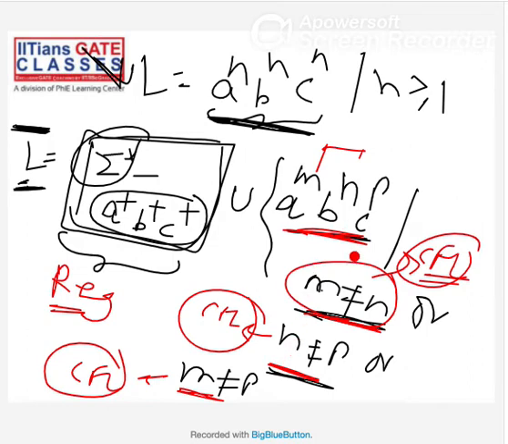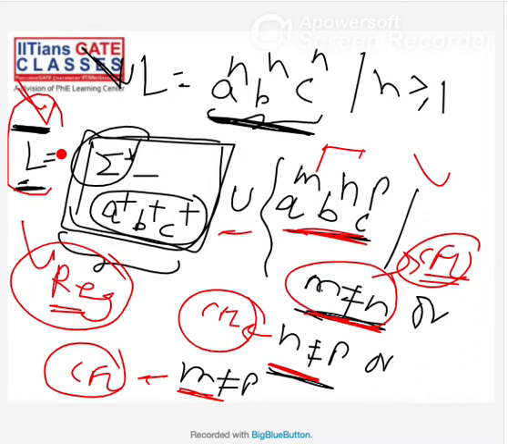So this is CFL and this box is regular. CFL union regular. See, every regular language is CFL. You already know this thing. Every regular language is DCFL. Every DCFL language is CFL. So every regular language is CFL. So this language is also CFL. So the union of two CFL is also CFL. So this L complement is CFL.